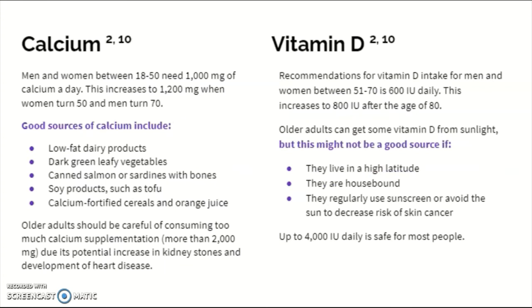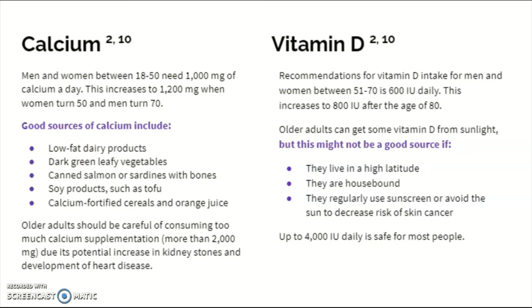For calcium, men and women between 18 and 50 need 1,000 milligrams of calcium a day. This increases to 1,200 milligrams when women turn 50 and men turn 70. Good sources of calcium include low-fat dairy products, dark green leafy vegetables, canned salmon or sardines with bones, soy products such as tofu, and calcium-fortified cereals and orange juice.